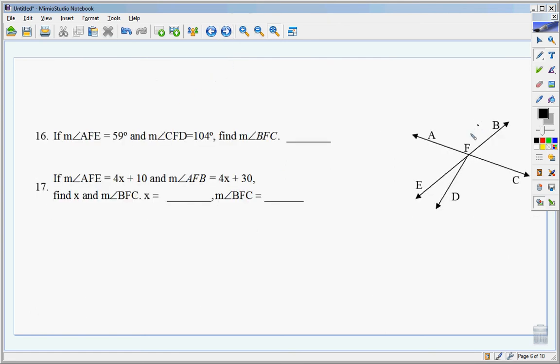Again, 16 and 17 are using the same picture, so you'll see me put information in the picture that I end up erasing. Angle AFE is 59 degrees. Angle CFD is 104 degrees. How big is BFC? So here they're looking for this angle, and I know that this angle and this angle are exactly the same because they're vertical, so this is 59 degrees.